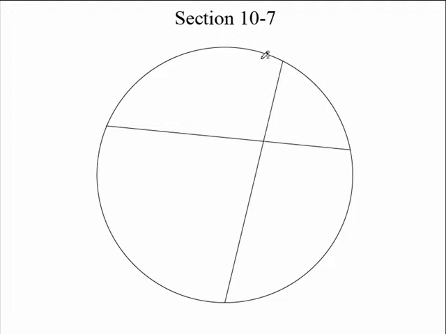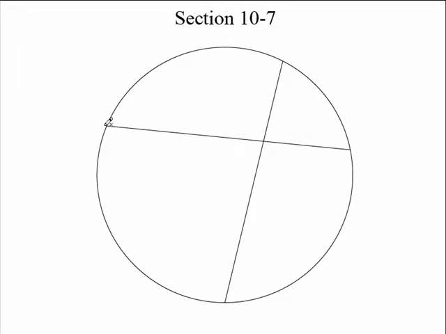Lesson 10.7, section 10.7. And what we have is two chords that intersect inside a circle. That looks very familiar to what we did yesterday, doesn't it? Remember that one? Yesterday you just did a worksheet, but the last lesson we did this. We talked about the angles and the arcs, didn't we? This time, I'm not going to talk about the angles and the arcs. I'm actually going to talk about the lengths of the segments themselves.